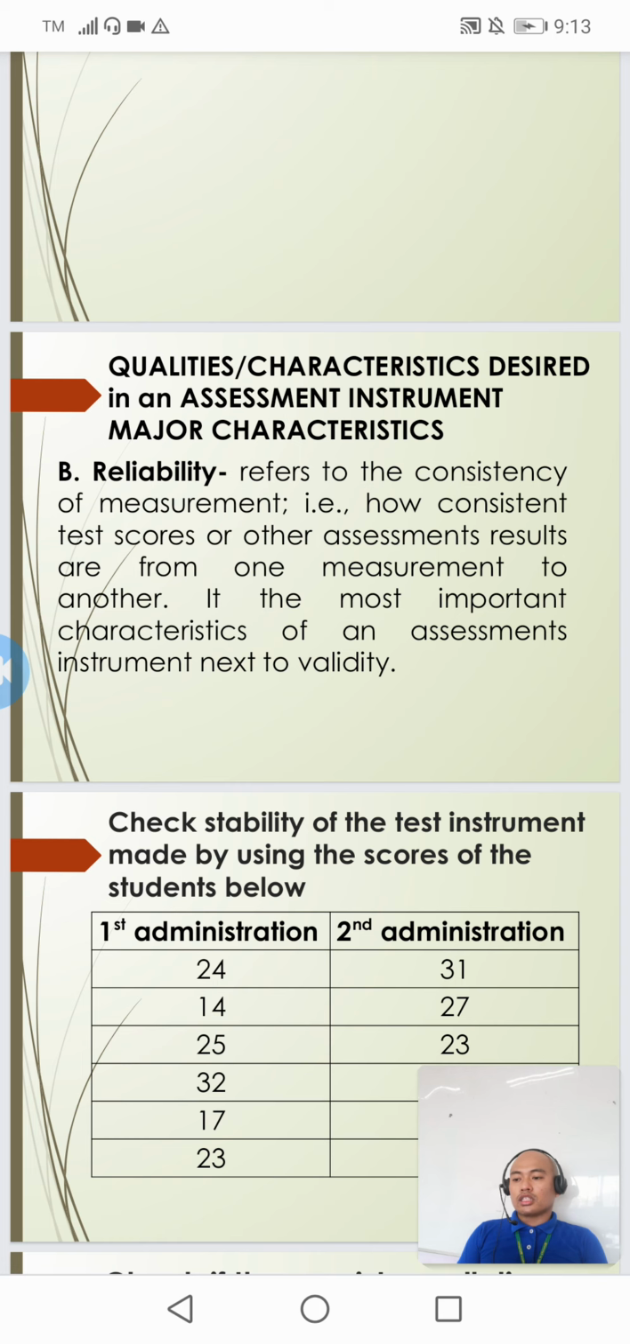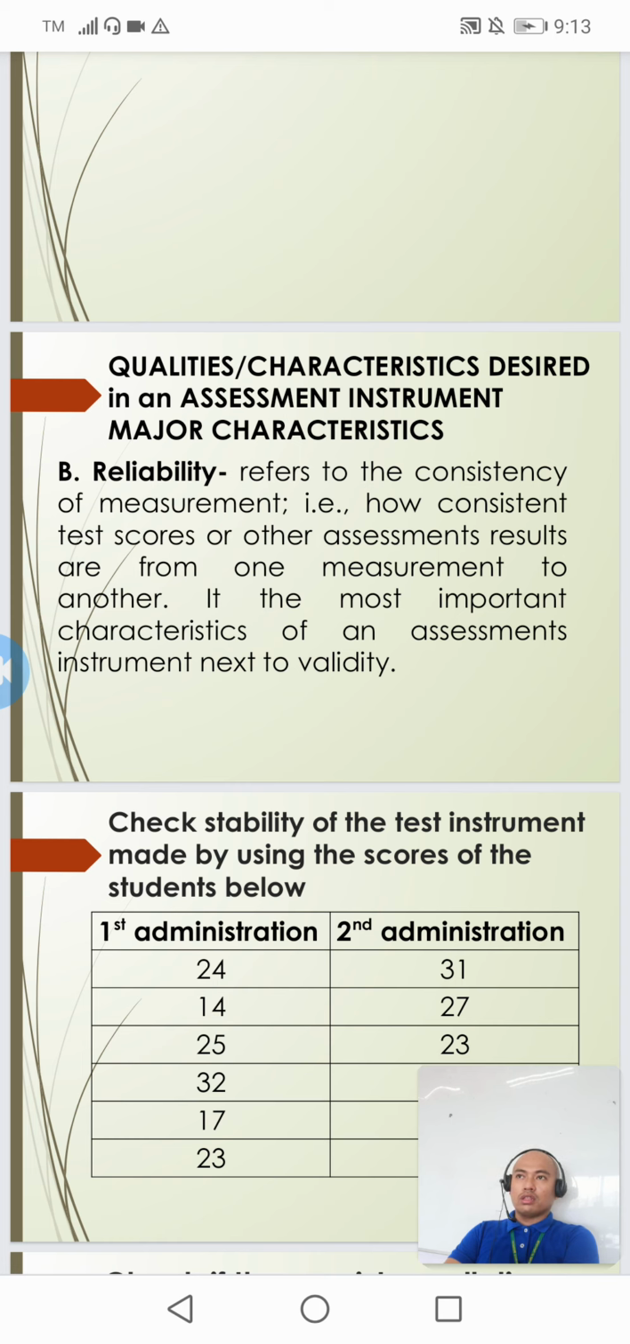Do not expect to find a test with perfect reliability. Hindi natin mapi-perfect yung reliability, pero ang target natin at least mataas yung reliability index ng ating test instrument. Wala pang nakakagawa ng perfect reliability test instrument. Pero however, ang target pa rin natin is to at least increase the reliability of our test instrument.